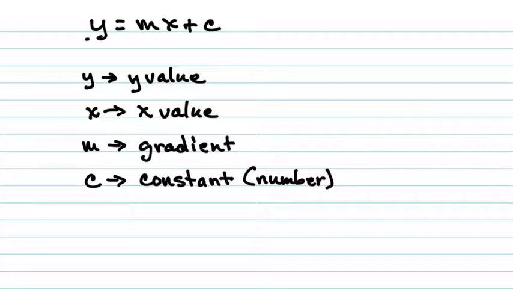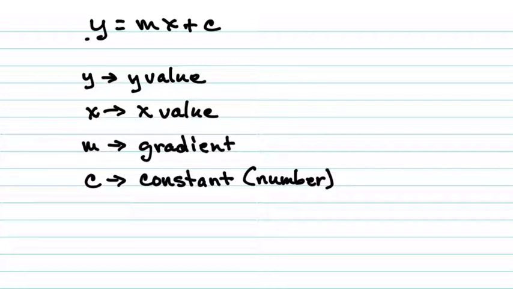Okay, y, the y value; x is the x value; m is the what? Gradient. And c is the what? Constant. Or number. All right, and constant just means a number, right? It's not all that. Okay?